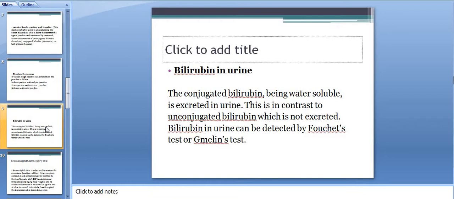Next, coming to the point, bilirubin in urine. Conjugated bilirubin, being water soluble, is excreted in urine. This is in contrast to unconjugated bilirubin, which is not excreted. Bilirubin in urine can be detected by Fouchet's test or Mellin's test.